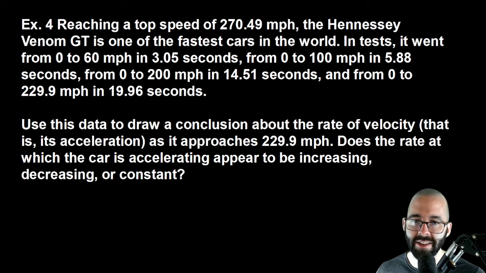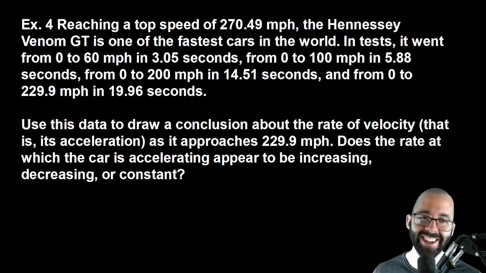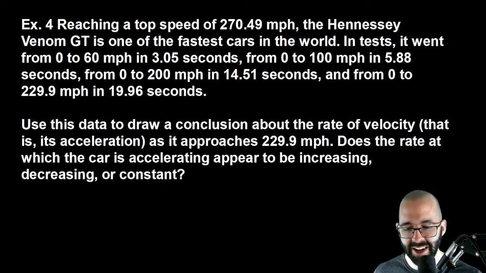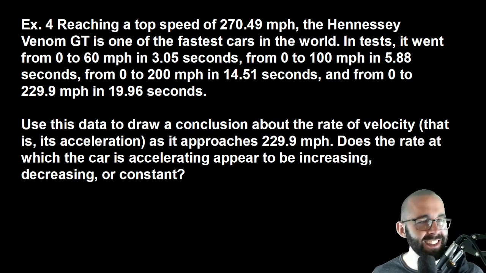All right. In this next problem, which I'm also taking from the textbook, I'm going to do my best to impersonate somebody who knows something about cars. So apparently there's this car called the Hennessy, I don't even know how to say it, Venom GT. I know how to say that part. There's this Venom GT car, apparently, that can go at 270.49 miles an hour. That's pretty fast. Faster than my car has ever gone. Fastest I've taken my car is maybe like 90 miles an hour.